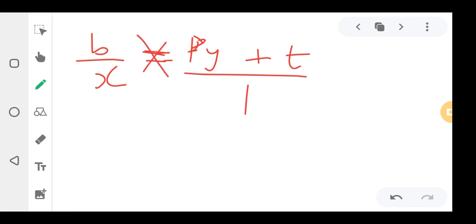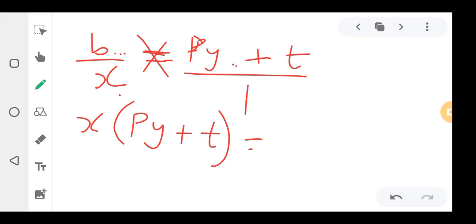Since we're trying to make x a subject, there was bx this side, but we're trying to make x. So this x multiplies with, open bracket, py plus t, closed, is equal to, this b multiplies a 1 there. So b multiplied by 1.